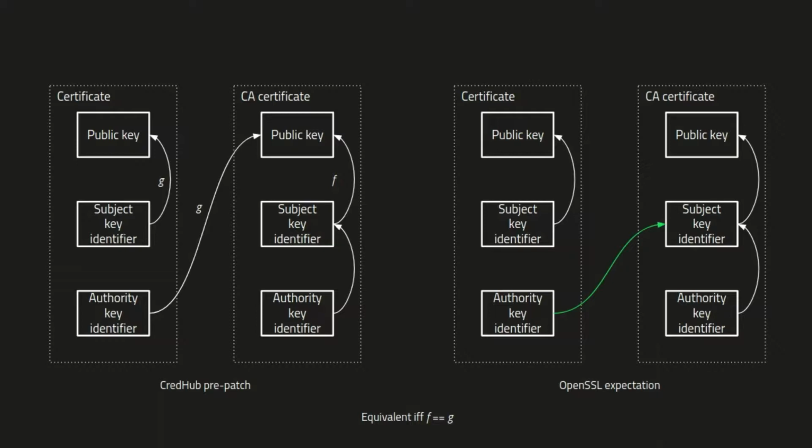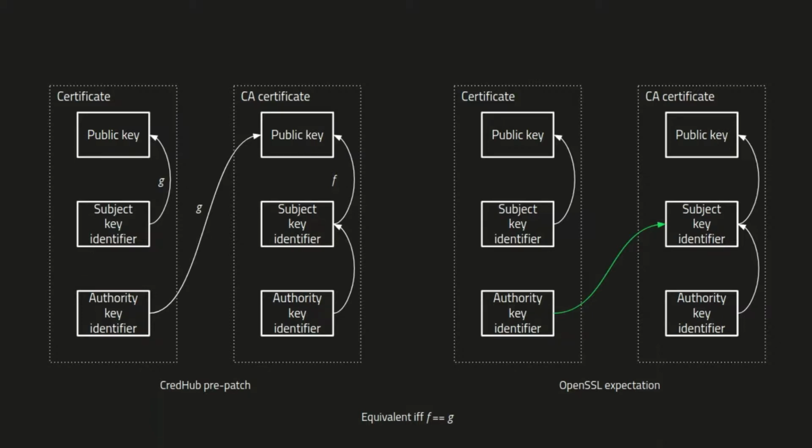CredHub's behavior for generating subject key identifiers for certificates and CA certificates is exactly what OpenSSL expects, but CredHub's behavior for generating the authority key identifier of a certificate is different to what OpenSSL expects. Instead of deriving the authority key identifier from the subject key identifier of the CA certificate, CredHub instead derives the authority key identifier from the public key of the CA certificate.